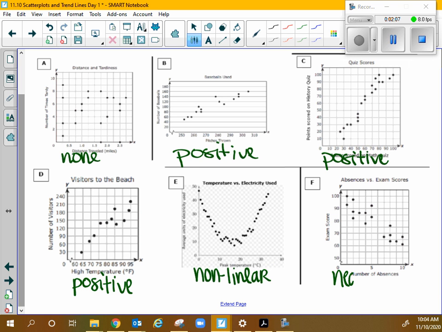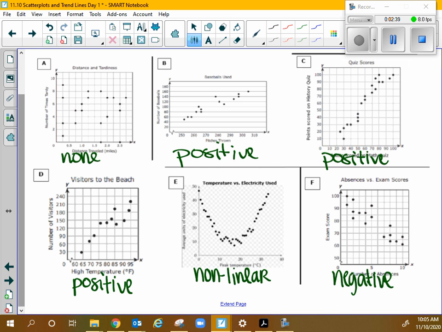Okay, before we move past this, when you guys were going through, did anybody bother to read the axes on the graph? What are you comparing for the A? Distance traveled and number of times tardy. Does that make sense why it would be no correlation? Yeah, they have no bearing on each other. It doesn't matter how far you travel in miles and how many times you're tardy. They're not related at all. That's why there's no correlation.